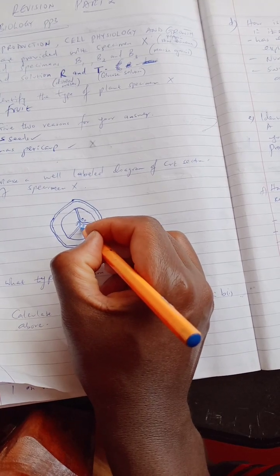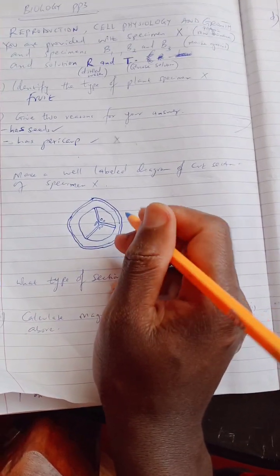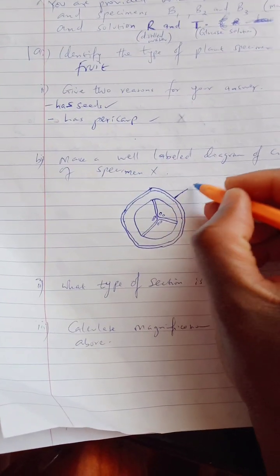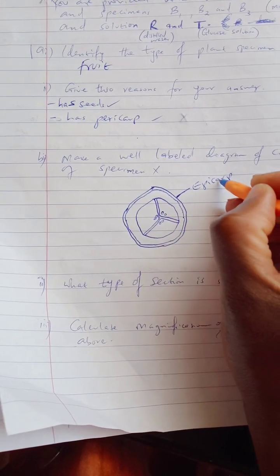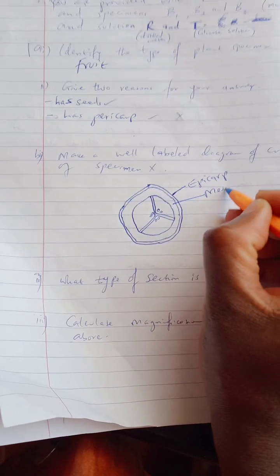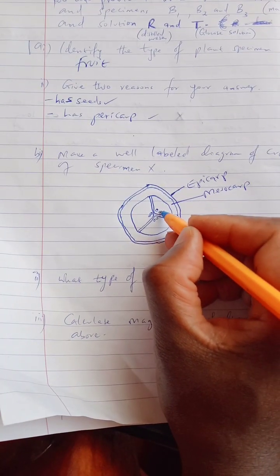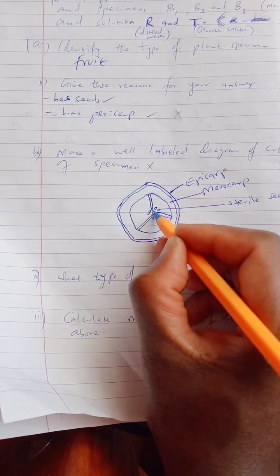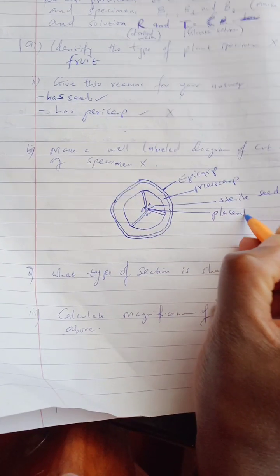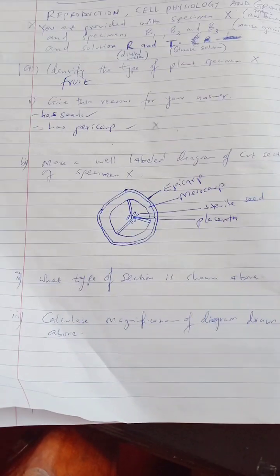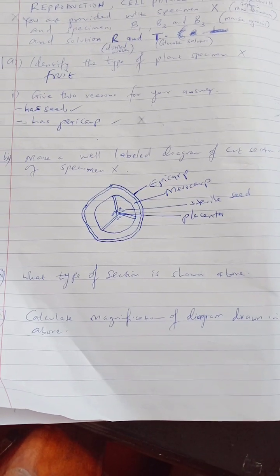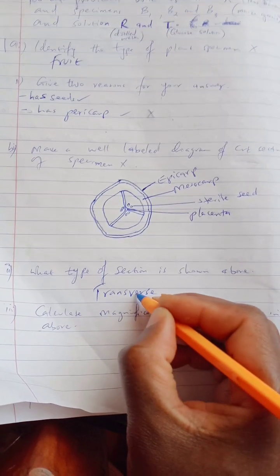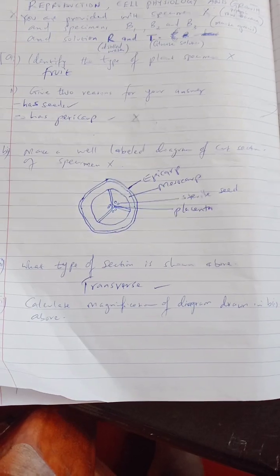You have here sterile seeds, so you don't use dots, you draw small circles, and then you come and label. This part is the epicarp. This part here is the mesocarp. This part here is the sterile seed, and then the inner part here is the placenta. So you just name the most common parts like that. Then you're told what type of section this is. This one that you have done here is called a transverse section. Correct?